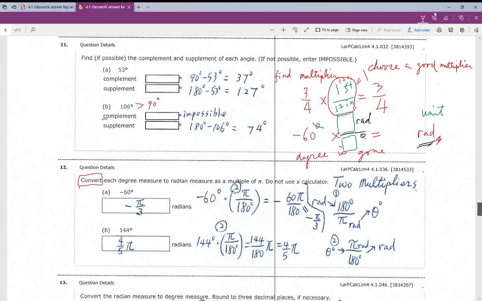So my suggestion is I always use radian pi equals 180 degree. Make sense? Radian pi is 180 degree. So this and this are the same thing, so the whole fraction equals 1. So let me rewrite and make my whole work look cleaner here. Let me erase.